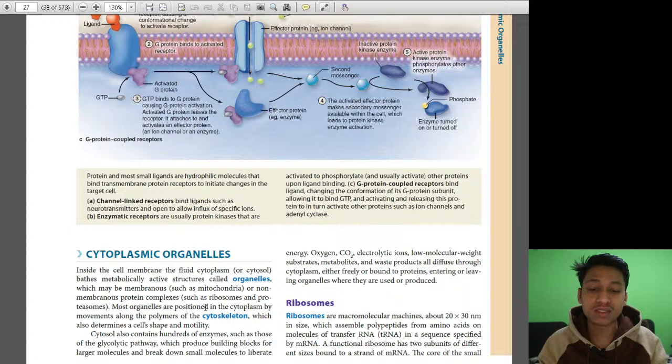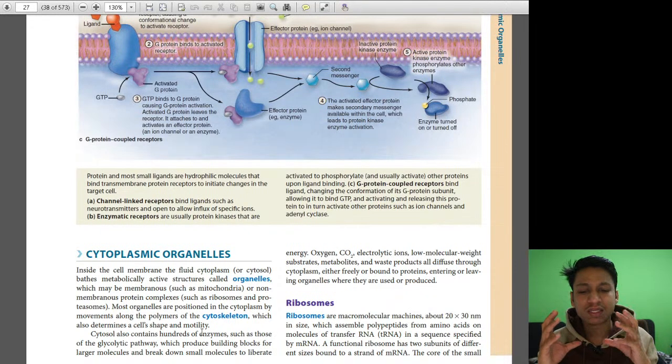Most organelles are positioned in the cytoplasm by movement along the polymers of the cytoskeleton, which also determines the cell shape and motility. So we have organelles in the cytoplasm, membranous like mitochondria or non-membranous like ribosomes and proteasomes, and they are held in place in the cytoplasm through the help of the cytoskeleton. The cytoskeleton is also used for the shape of the cell and the motility.